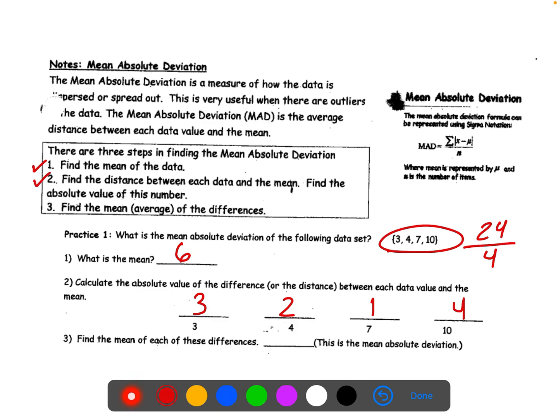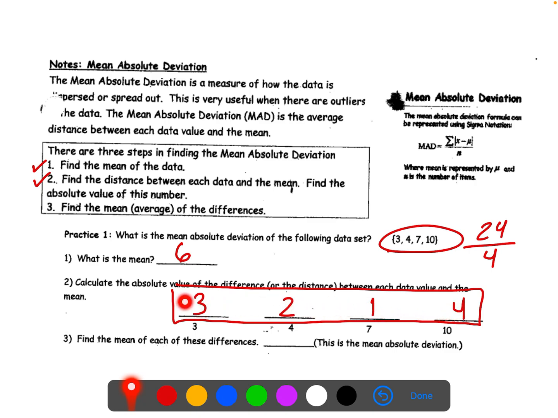Now finally, step 3, we're going to find the mean, or the average again, of the differences. We just calculated the differences of our 4 data points. Now we're going to find the mean again. So we will get the sum of all these numbers. That's going to be 10.